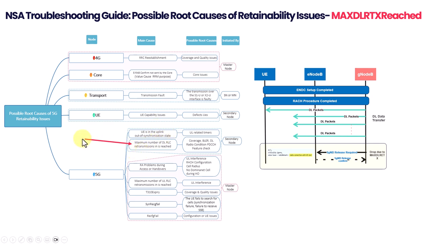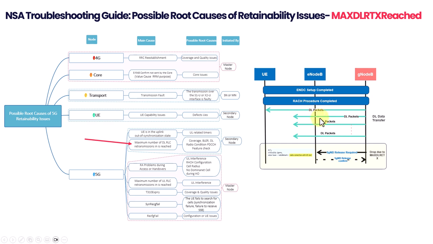The second cause about the 5G is that the maximum number of downlink RLC transmissions is reached. As you can see in the figure on the right, the SN setup is completed, then the RACH procedures are completed, then the GNB starts forwarding some downlink packets, and somehow the packets are not reaching the user due to downlink radio problems, or it can even be uplink issues. The user cannot acknowledge these packets because of uplink, so it can be either downlink or uplink.